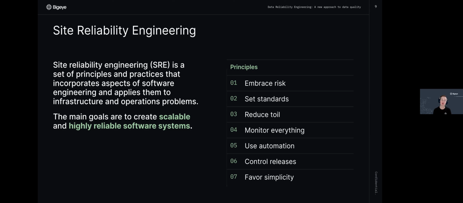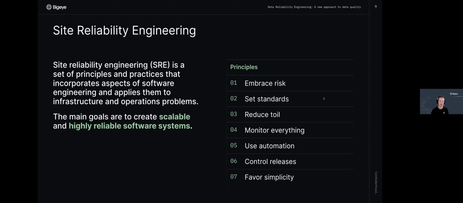Number 6, controlling your releases. Software, you need to know how software goes out. You need to be testing it. If something goes wrong, it needs to be able to get rolled back. This is a core principle around make sure that you know what is being changed, how it's being changed, and what is affected if that change is bad. And finally, number 7 is favoring simplicity. When you have a lot of systems, the easier it is to use these tools, the easier it is to understand these systems and work with them, the better your life is going to be. And also reduces toil.